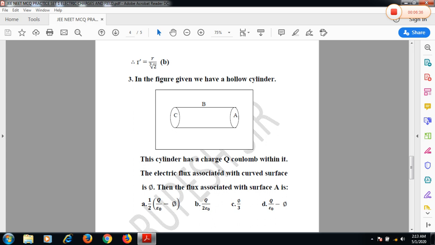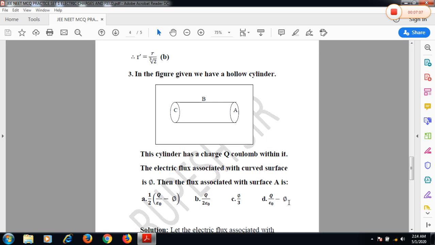The electric flux associated with the curved surface, that is the electric flux linked with the surface B, has been given as phi, that is phi B equals to phi. So we need to find out the flux associated with the surface A. Options given are: option A, half of q by epsilon naught minus phi. Option B is q by 2 epsilon naught, option C is phi by 3, and option D is q by epsilon naught minus phi.